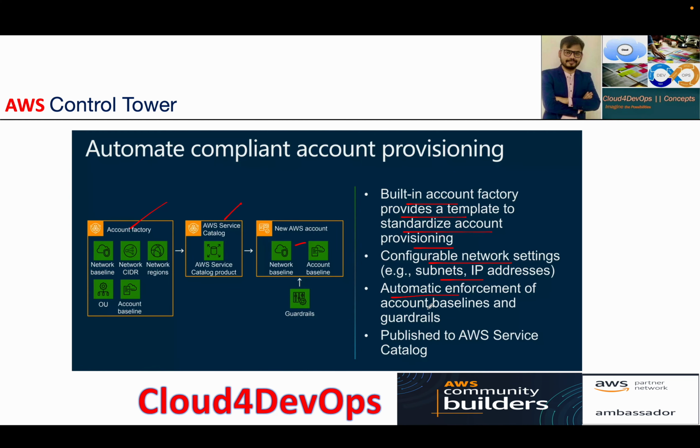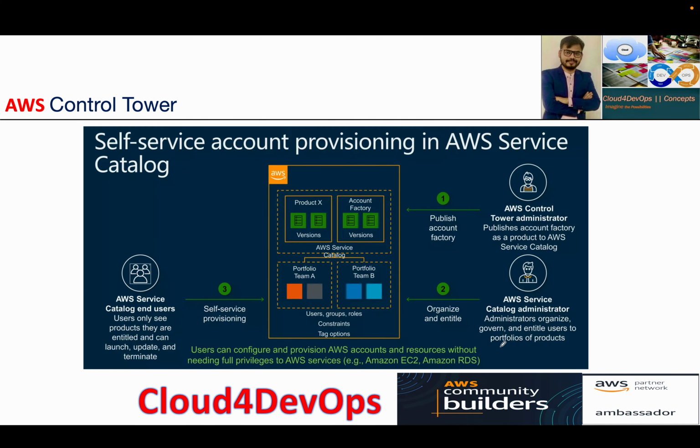Automatic enforcement of the baselines with the guardrails, published via AWS Service Catalog. So that's how your Account Factory comes into the picture. It's a self-service account provisioning system, which is what I talked about, where we get your Service Catalog as part of the end user. So we can grant access to a list of people, like the example I talked about: developer lead, QA lead, and the production lead, who's responsible for creating accounts.